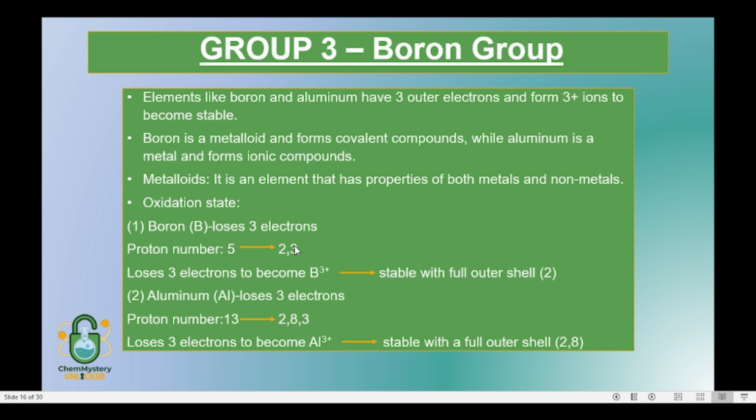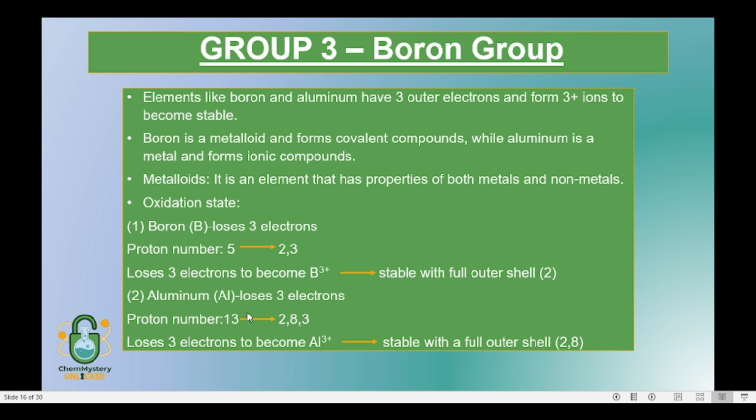Now you tell me, is it easier to gain 5 electrons to have 8 electrons to become stable in the outermost shell, or is it easier to lose 3 electrons to become stable? It is easier to lose 3 electrons. So it loses 3 electrons to become B3+, stable with a full outer shell of 2. Now the outer shell is full.